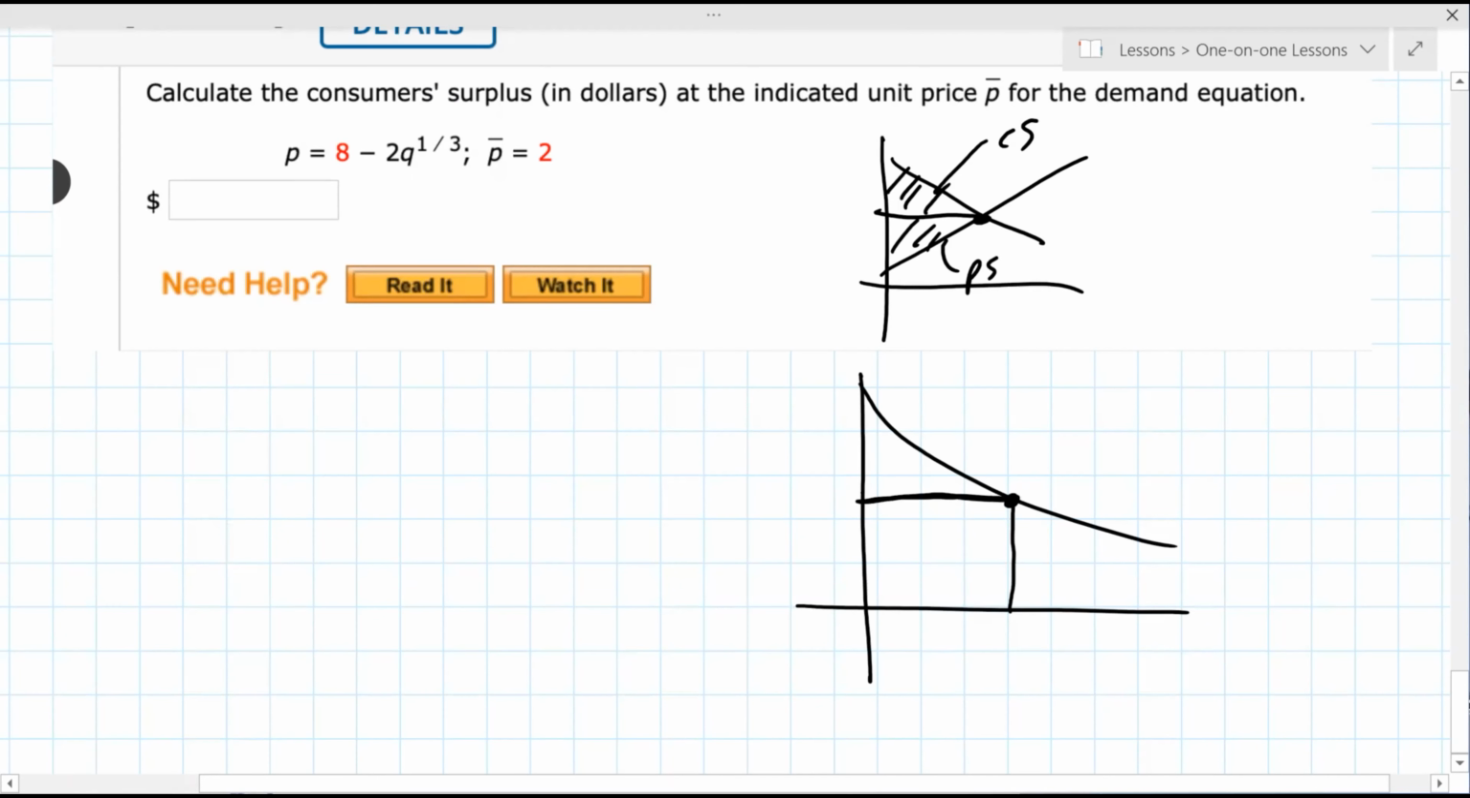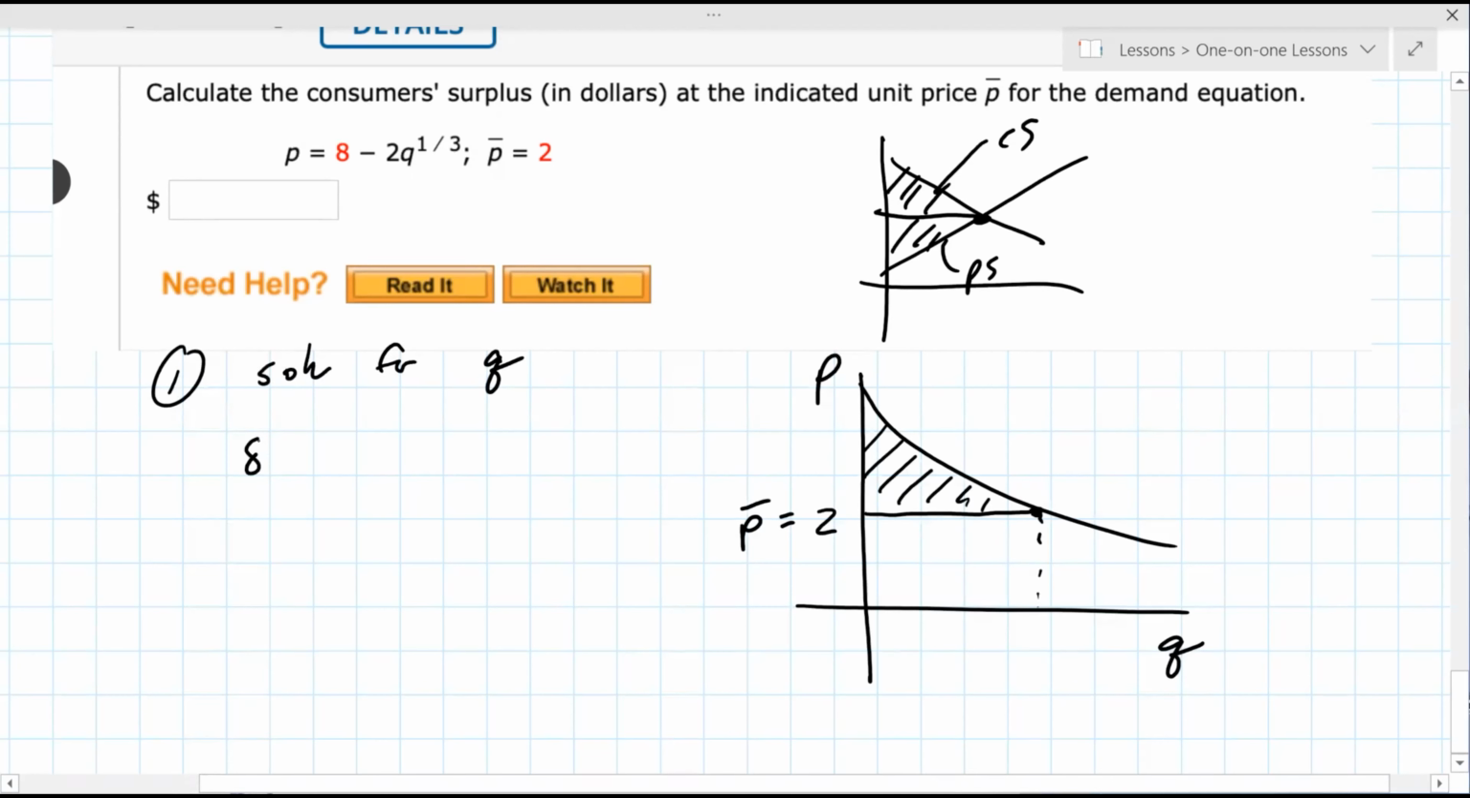Okay. I'm sorry, I made this wrong. So this is Q and this is P. Is that right? Okay, I guess that is right. Okay. Yeah. So P bar is here, that's 2. Okay, but you still need this Q value. So you don't have to do this, but this is just a graphical representation of what we're trying to do. First step here is to solve for Q.